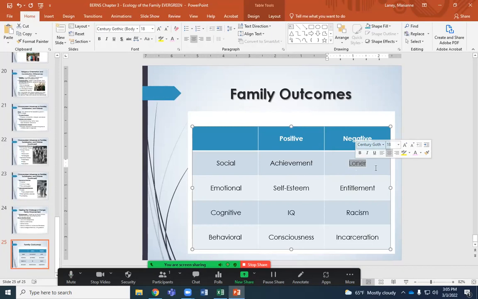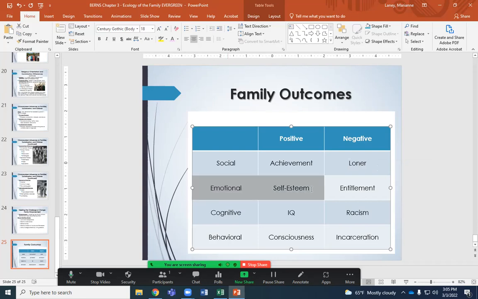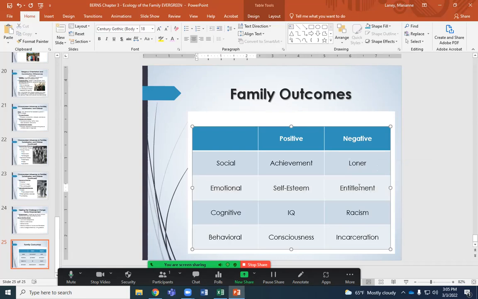The opposite is, no, you didn't achieve anything, and you're staying at home, and you never got a job, and you don't have a relationship, and you didn't finish school. The emotional dimension: the positive is good, strong self-esteem, and the opposite is entitlement. We've seen that, right? Where families do literally teach entitlement.